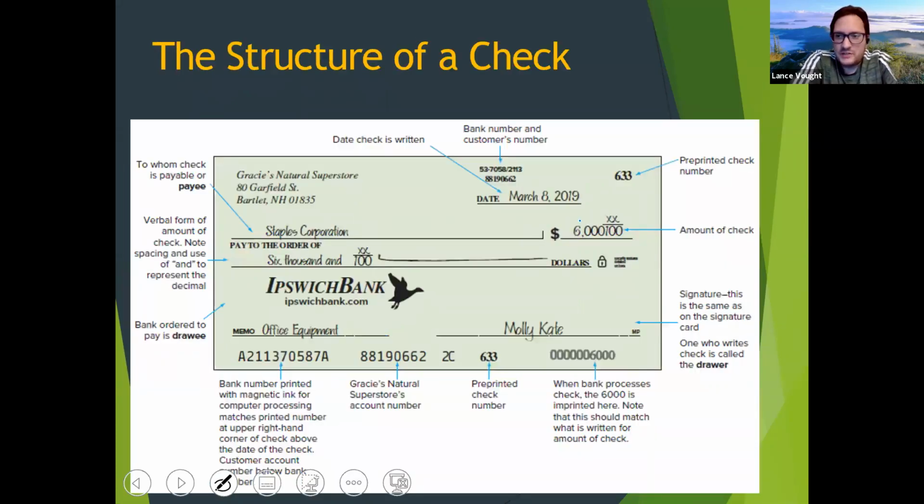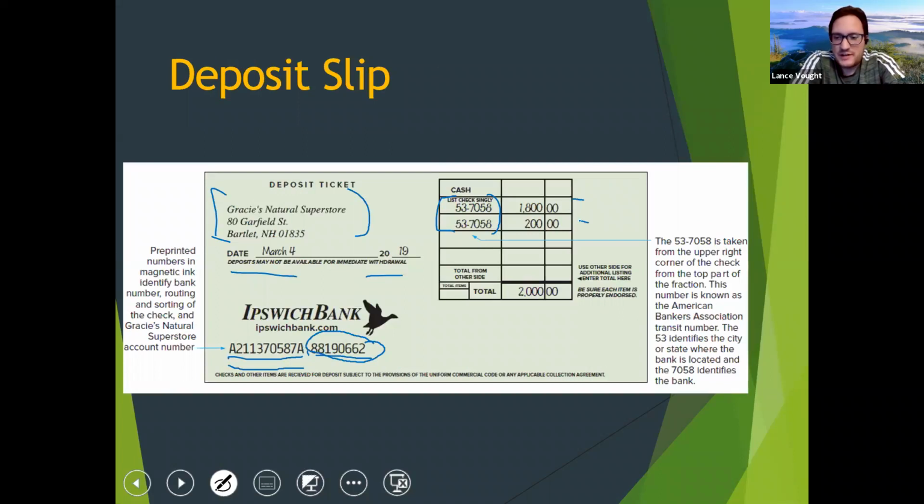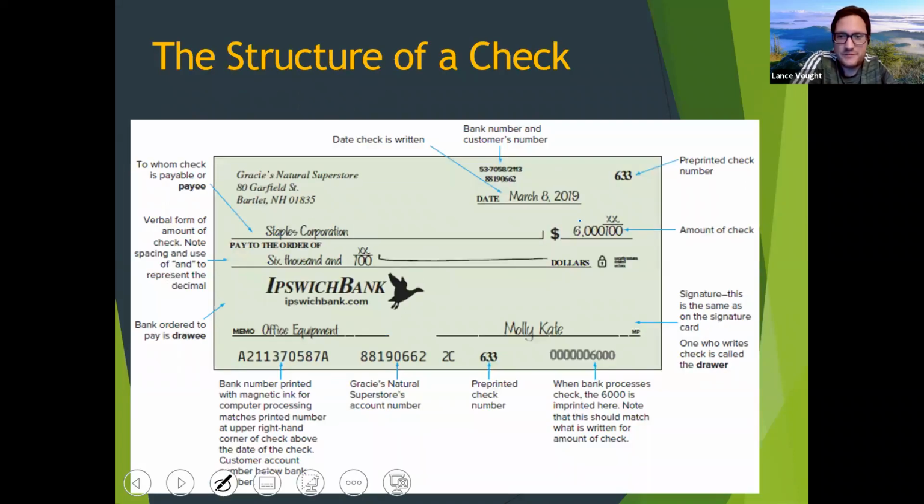Now, what does a check itself look like? So this is when you deposit the checks. This is the actual check itself. Again, here's the check number. So this bank, on behalf of Gracie's Natural Superstore, has their 633rd check.